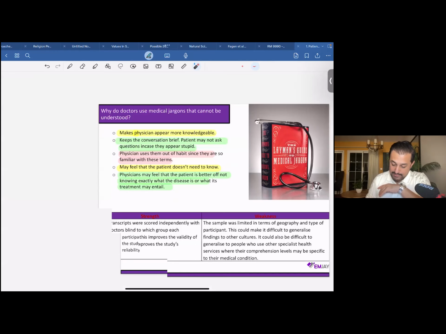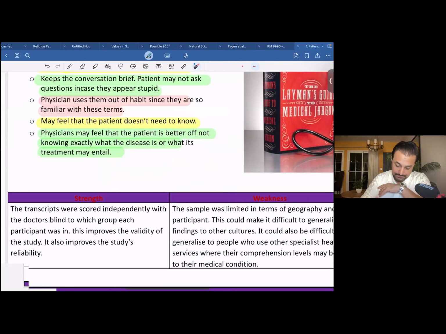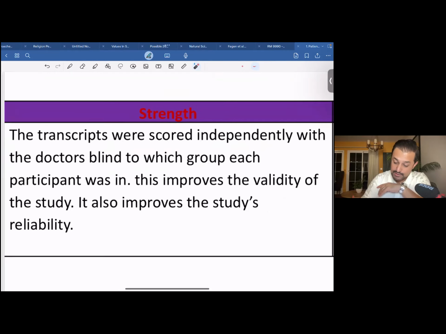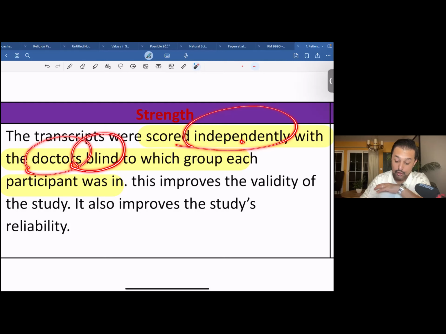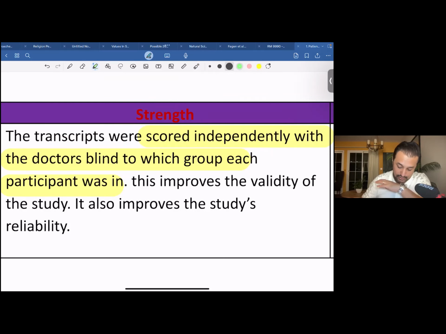Moving on quickly, let's talk about the strengths and weaknesses of the study. The transcripts were scored independently with doctors blind to which group each participant was in. So we are talking about more than one doctor, scoring independently, and being blind about which group each participant was in. This would of course add to the validity of the study.